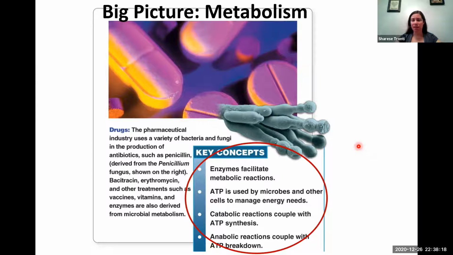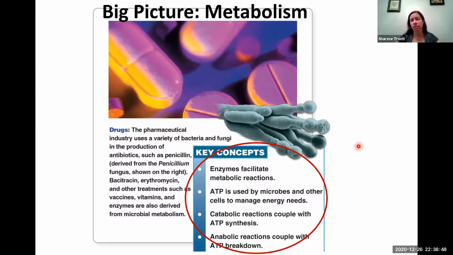Other reasons to study this: microbial metabolism is an excellent target for different drugs. So now we're looking more at the medical field, and when we're trying to kill or reduce the growth of bacteria, we can target their metabolism to help kill them or reduce their growth.